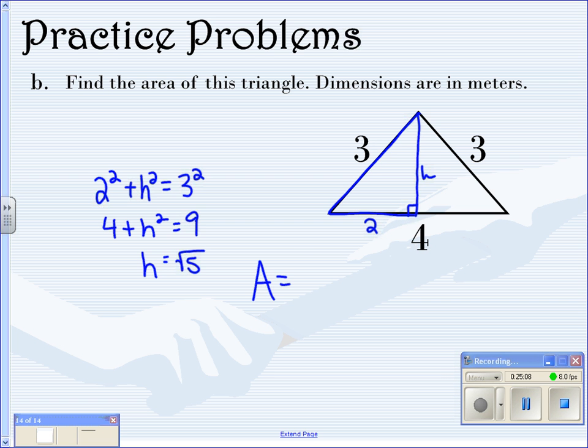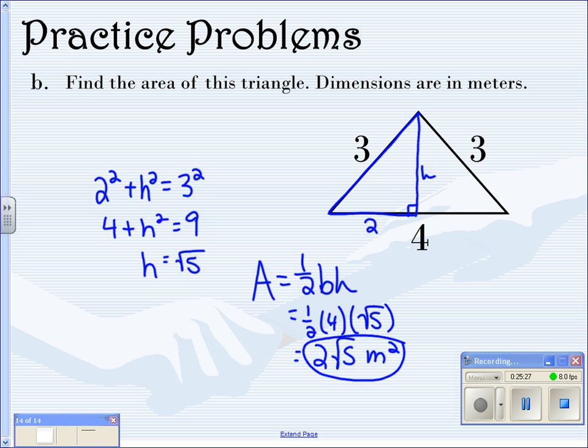All right, so area. 1/2. What's our base? And what's our height? 1/2 of 4? Or you can say 2 times the square root of 5 to get a number. Any questions on these?